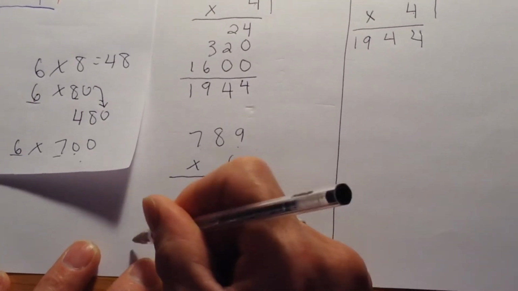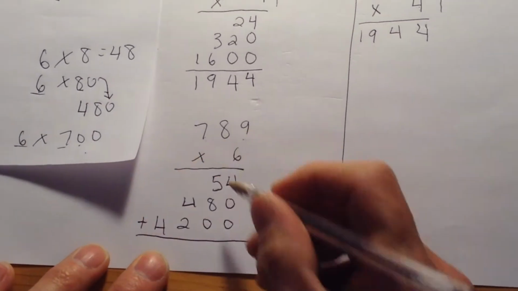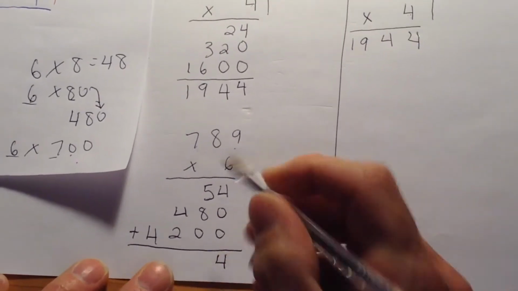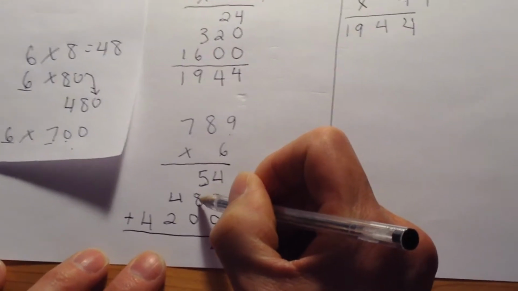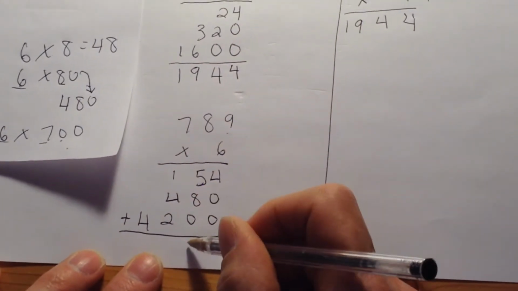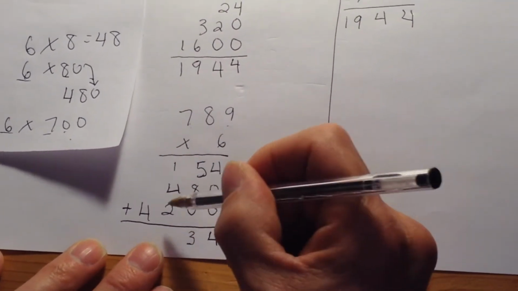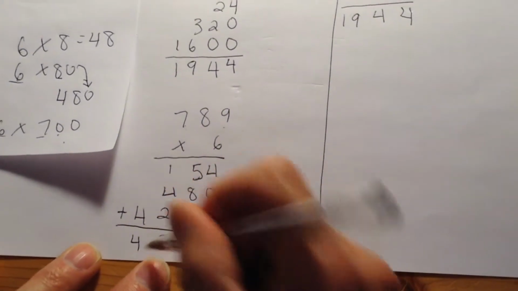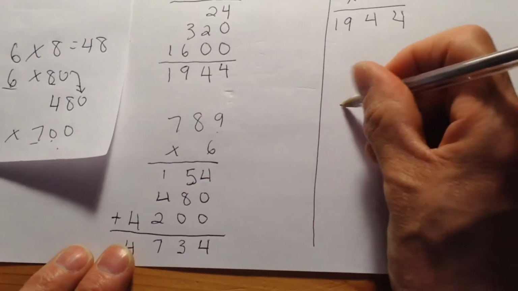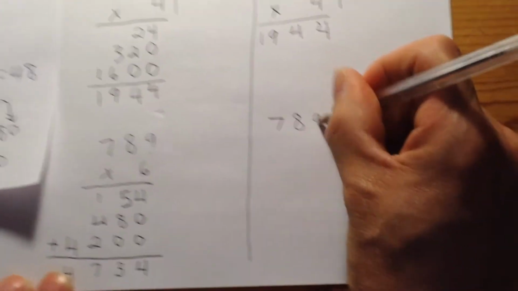4,200. Final step is to add up our columns. 4, and you know that 8 and 5 is 13, so we have to carry, just like we would in addition. 13. Add our hundreds. 6 plus 1 is 7. 4,734. Now let's try that using the traditional approach.